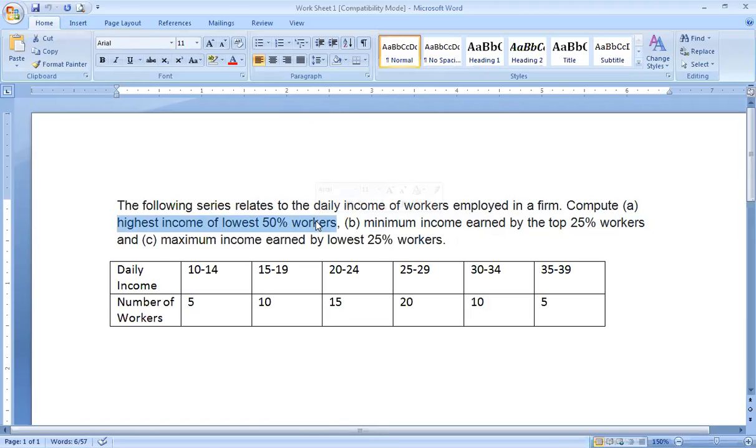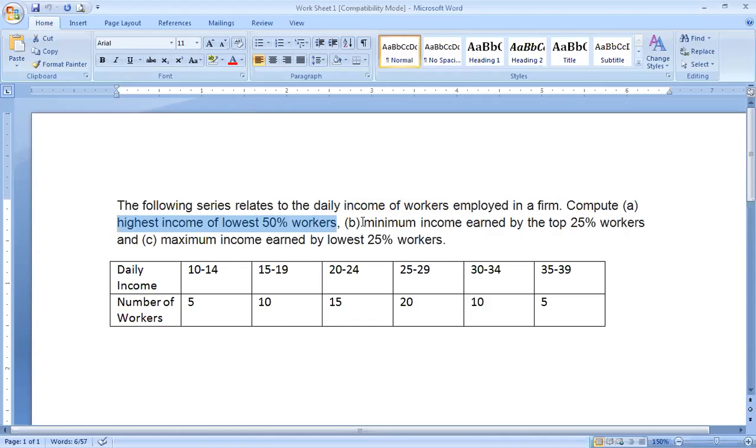What does that represent, anyone? While explaining the formula, I gave you a clear instruction. The highest income of the lowest 50% of workers represents which part? Anyone, can you answer my question? Median, sir. Yes, you are right, Miss Kanishka. Very good, Miss Kavishri. So 50% represents the median.